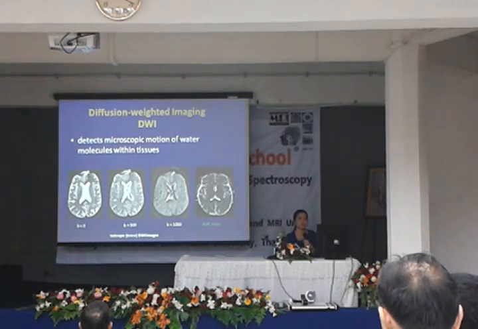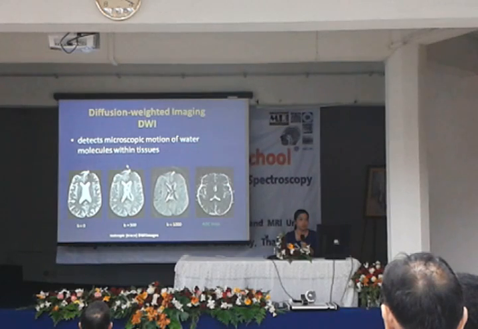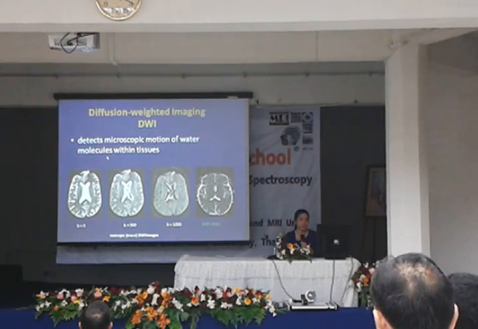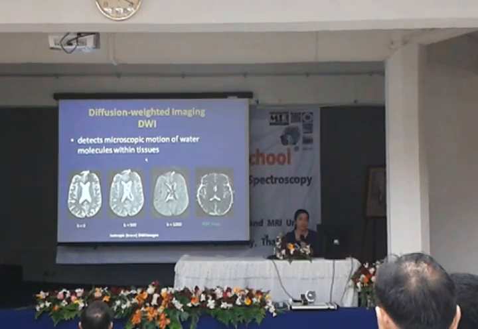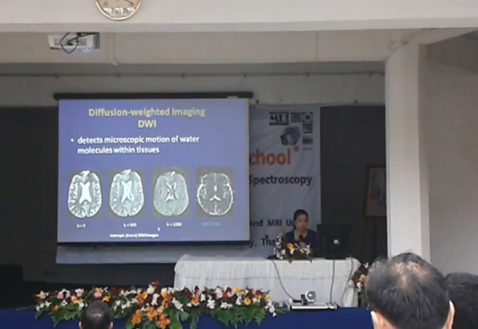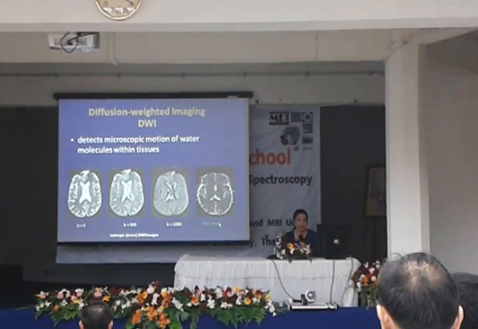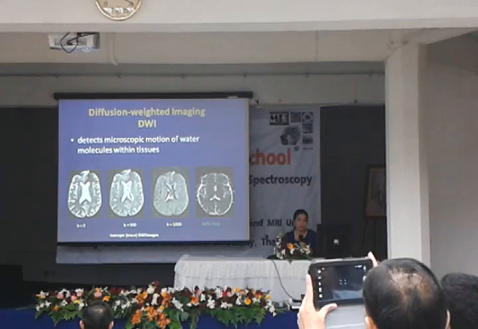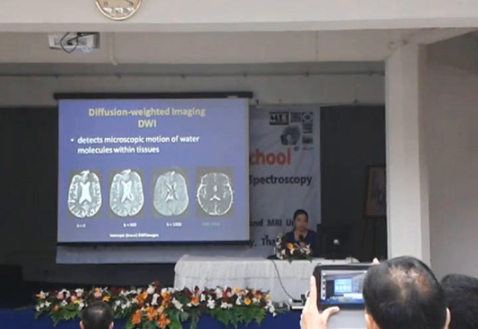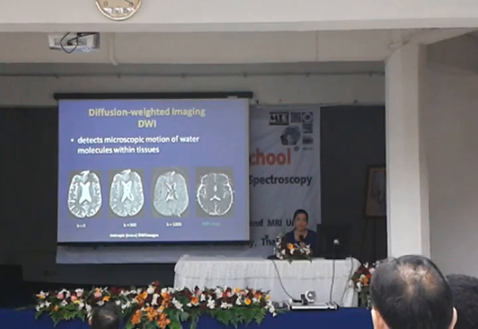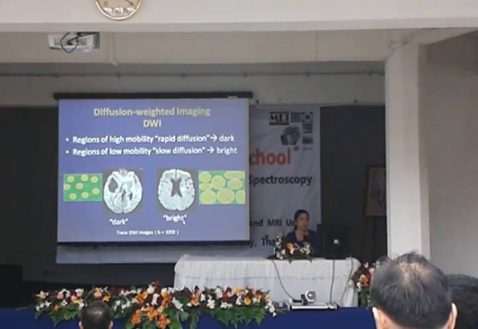I will start with diffusion imaging. We already know this detects the microscopic motion of water molecules within the tissue. In my routine work, I use the straight DWI images at b1000 and the ADC map to look for the duration and try to find out how the diffusivity of that lesion behaves.